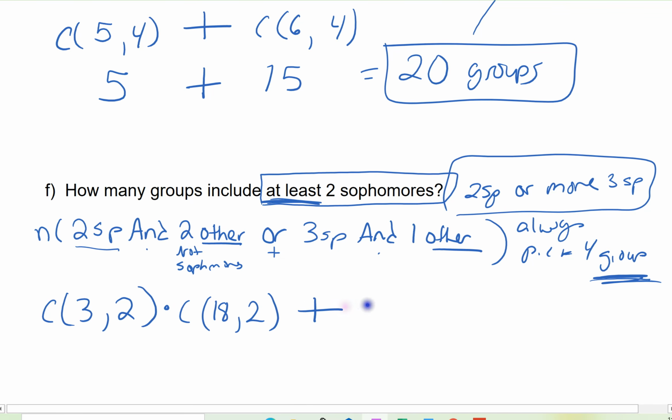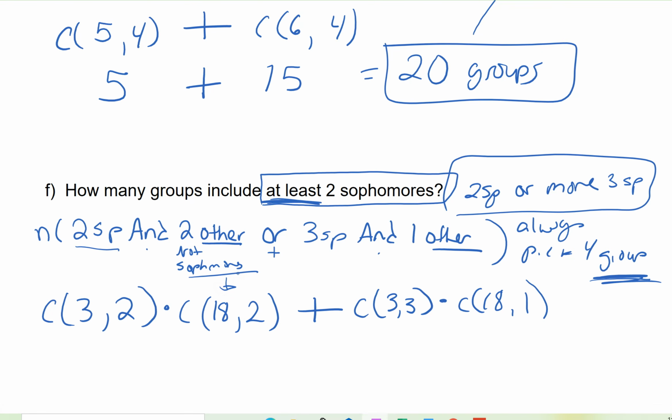Or, so now I do my addition. I pick all 3 sophomores. And I still need 1 other. So and, which means I multiply. I need 1 of the other 18. The 18, remember, are the non-sophomores. So I'm picking 2 non-sophomores to fill out my first group and 1 non-sophomore to fill out my second group. Alright, so combination 3 choose 2. I'm picking 2 sophomores. Combination 18 choose 2. I'm picking 2 people that are not sophomores. Or, so we add. I'm picking all 3 sophomores. So choose 3. And, so we multiply 1 that's not a sophomore.